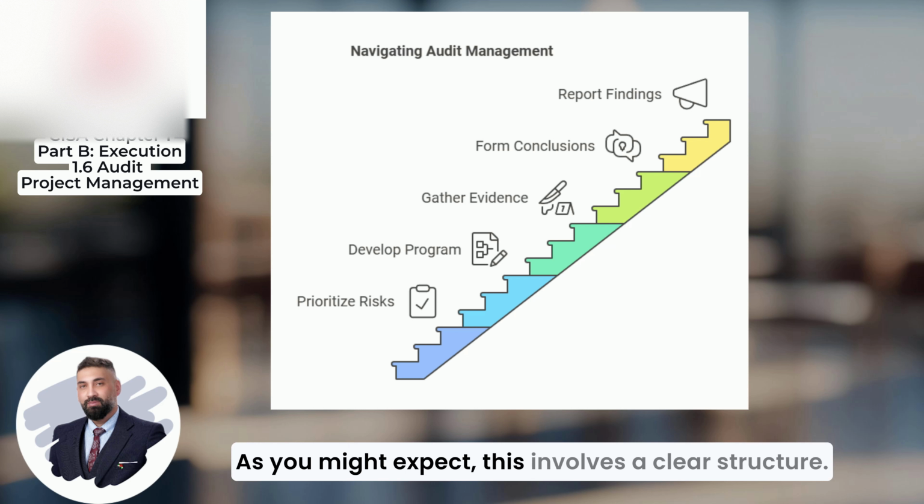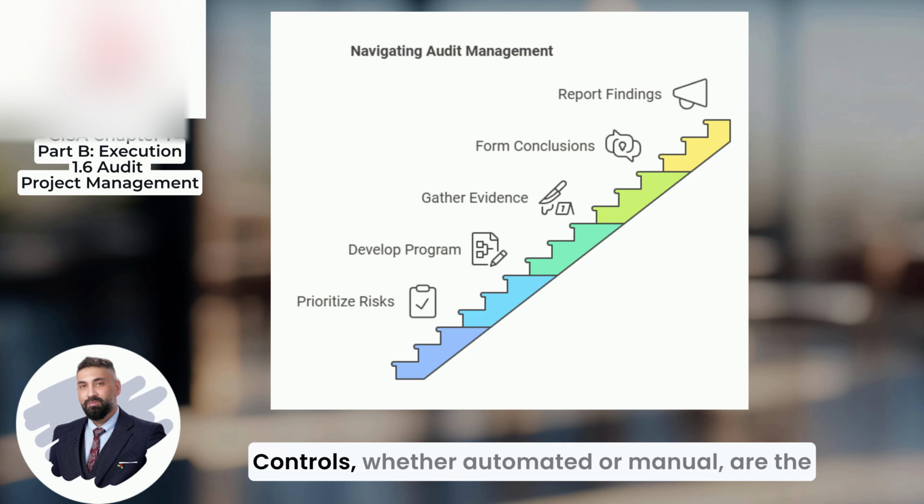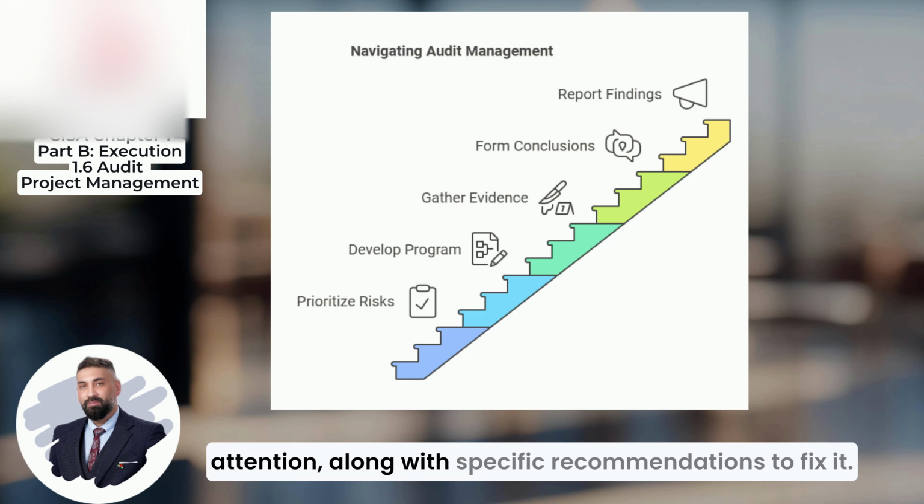As you might expect, this involves a clear structure. The IS auditor gathers evidence to investigate the strengths and weaknesses of controls within the organization. Controls, whether automated or manual, are the mechanisms that organizations rely on to ensure compliance, data accuracy, and protection from risk. If something's not working as it should, it's up to the IS auditor to bring it to leadership's attention, along with specific recommendations to fix it.